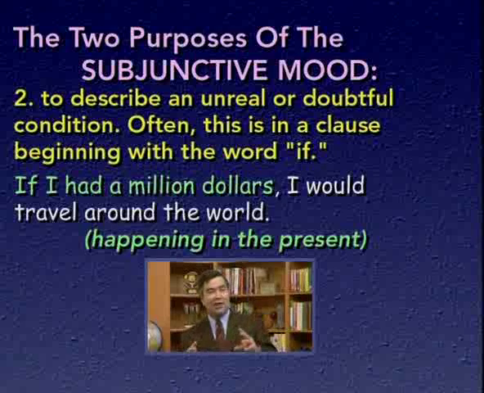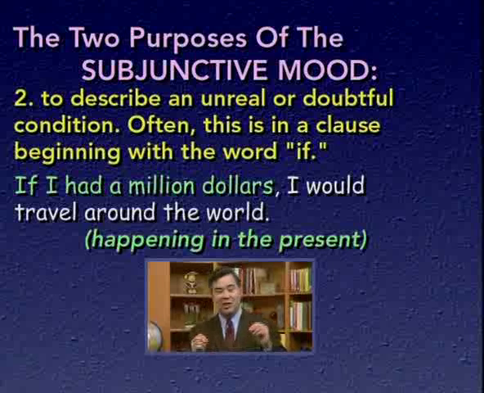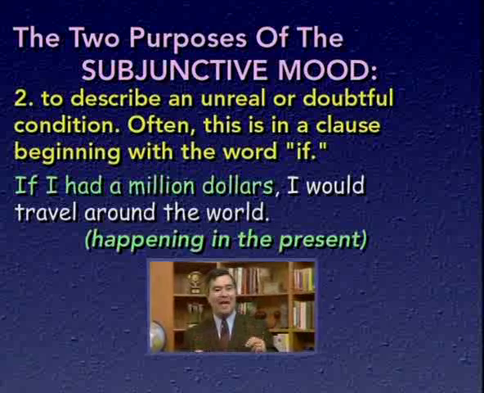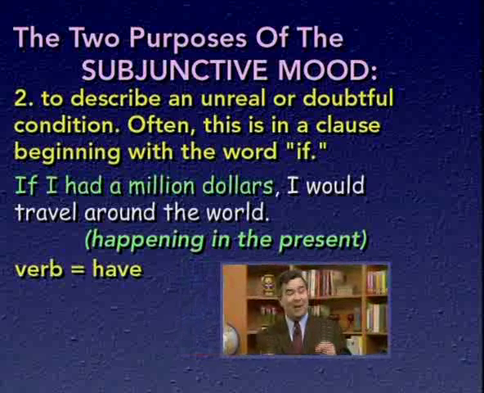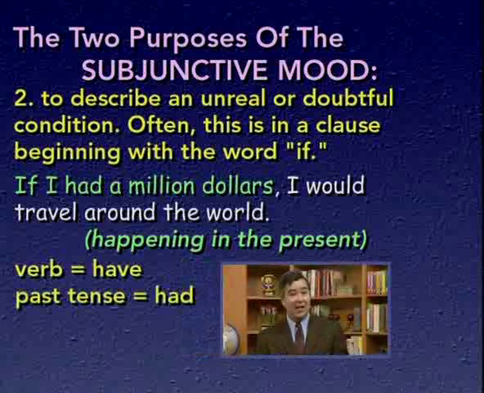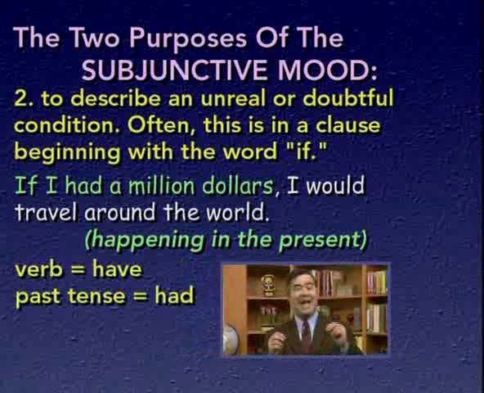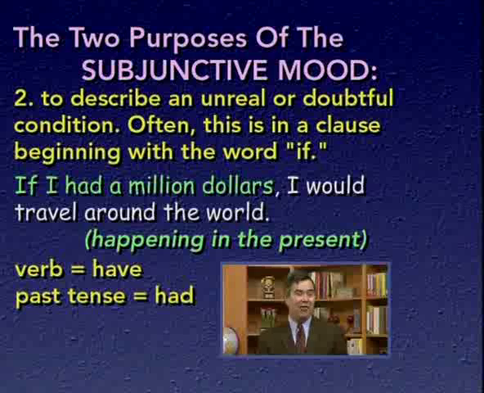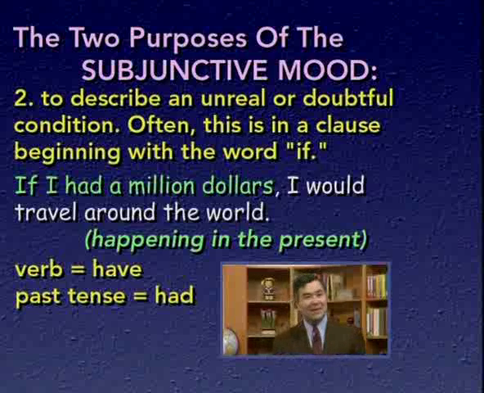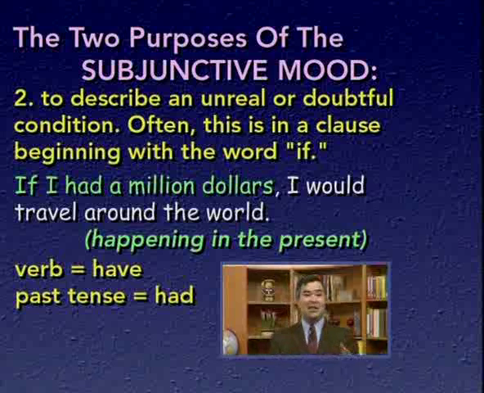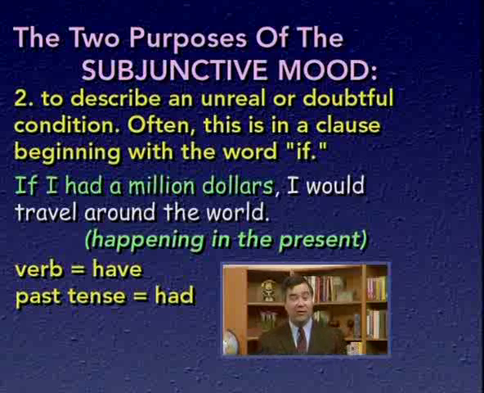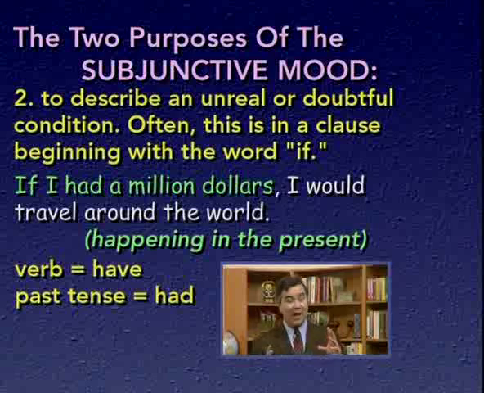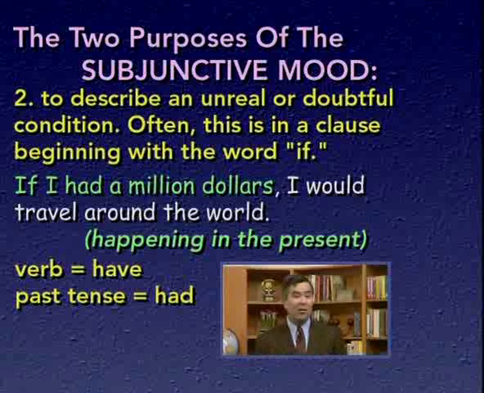So the clause describing the unreal condition should contain a verb that looks the same as the past tense verb. The verb we're talking about here is have, and the past tense of have is had. So the correct verb here is had. If I had $1 million. It looks the same as the past tense of the verb to have, but in this case it's expressing the subjunctive mood because it's describing a condition which is unreal or doubtful. So this sentence is perfectly correct. If I had $1 million, I would travel around the world.